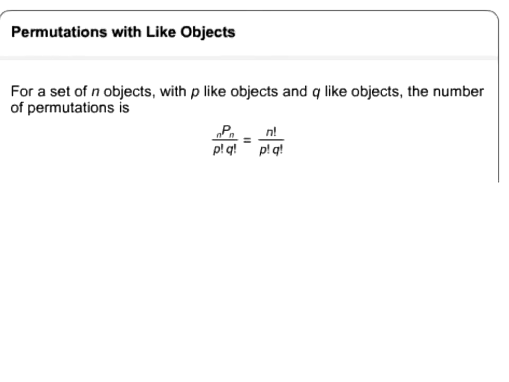So now we're going to get into a slightly different kind of formula. This one is still a permutation, but this time I have like objects. Can you circle those 2 words?